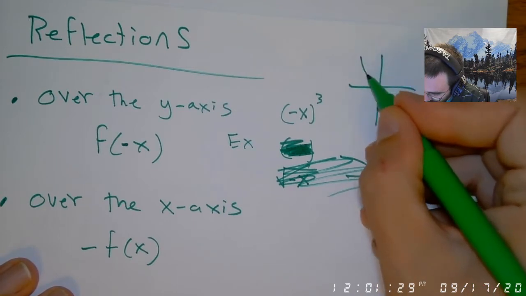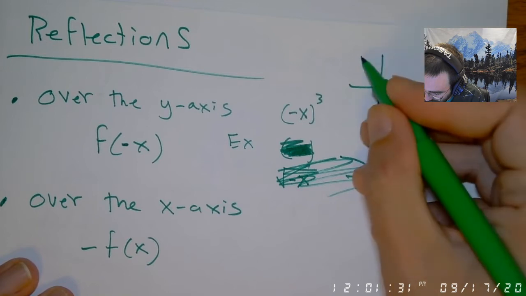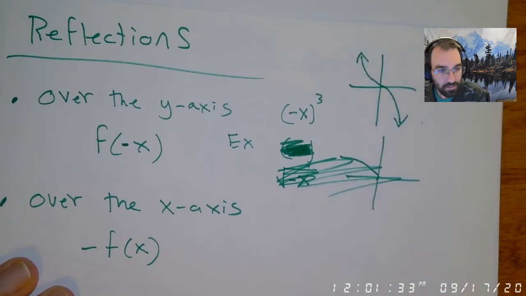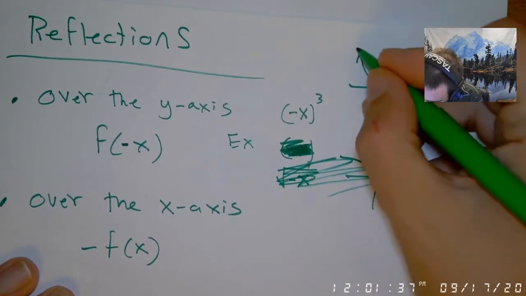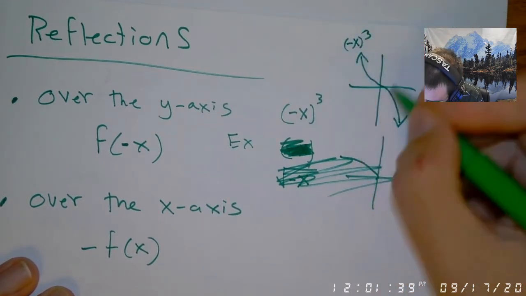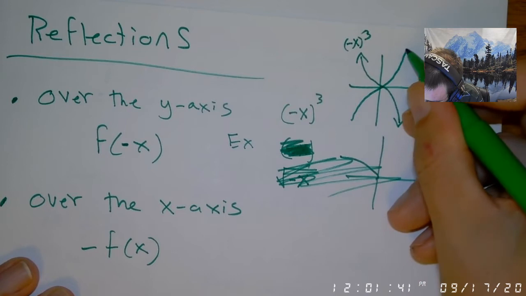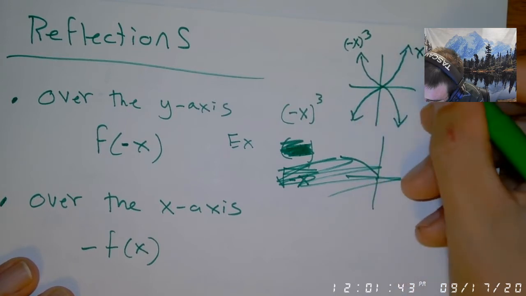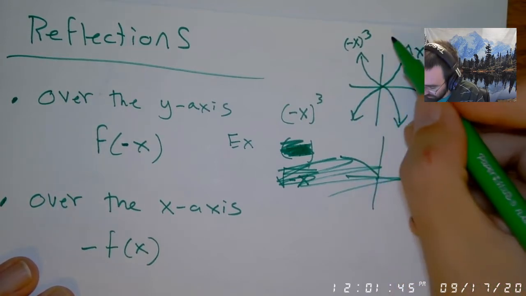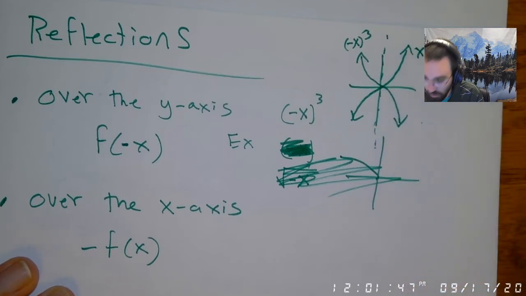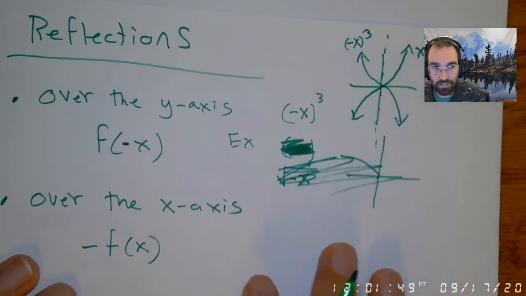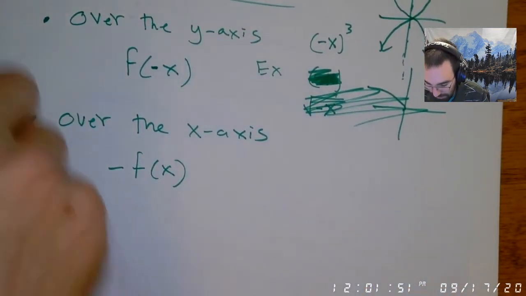So I want to make sure I get this right. All right. So again, this is negative x cubed, and x cubed would normally look like this. So it's reflected over the y-axis.